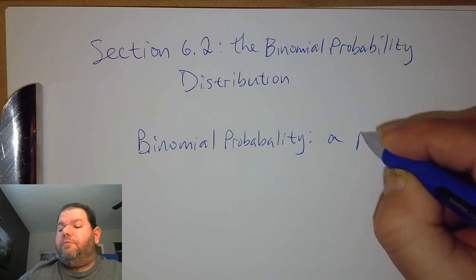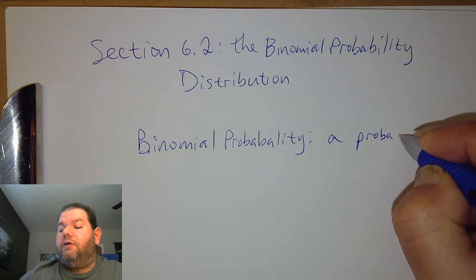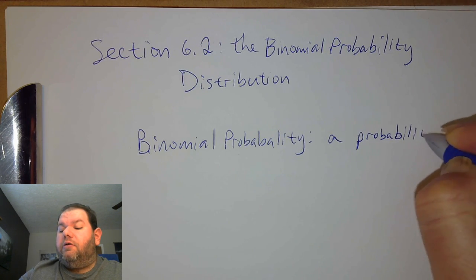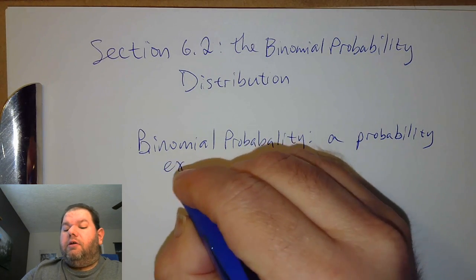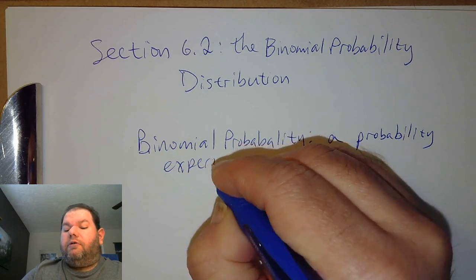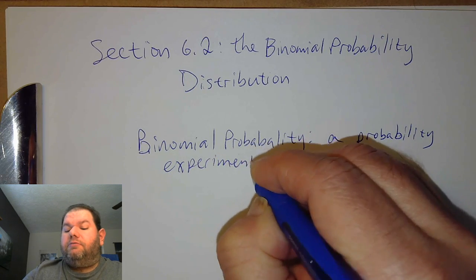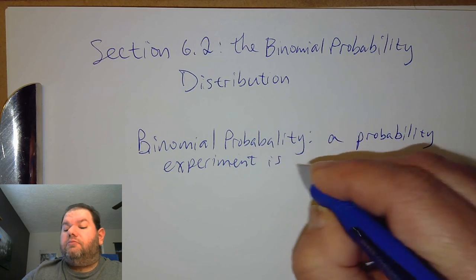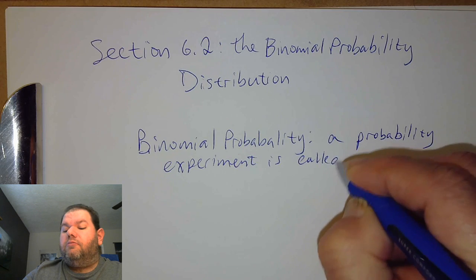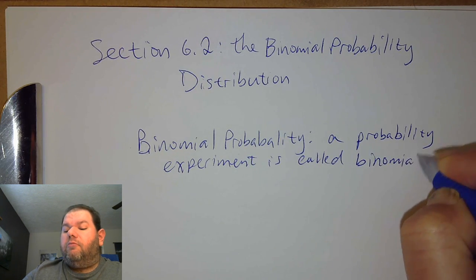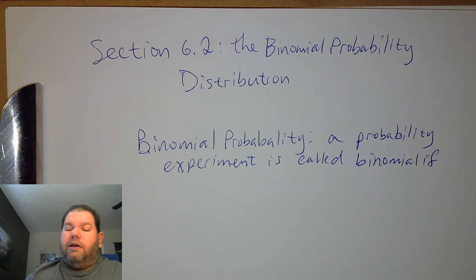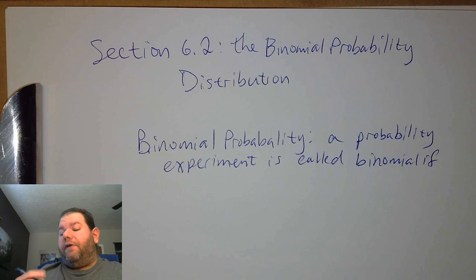So a probability experiment is called binomial if its outcomes can be classified as either success or failure.